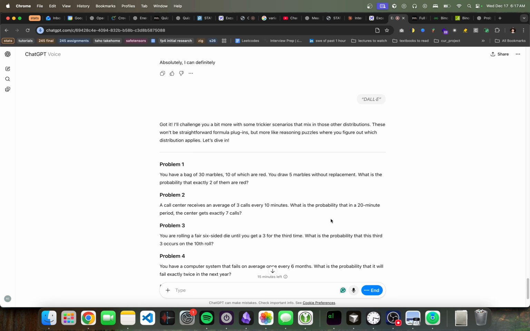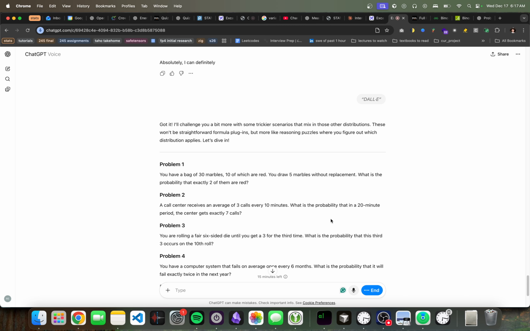Number 6, a software team is testing a program. Each test case has a 5% chance of revealing a bug. What is the probability that you find the first bug on or after the 8th test case? Number 7, you have a batch of 100 parts and 10 of them are defective. You randomly select 15 parts without replacement. What is the probability that you get exactly 3 defective parts?